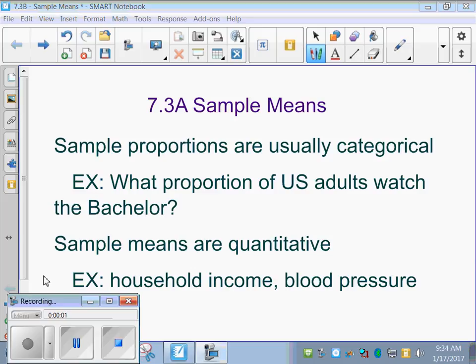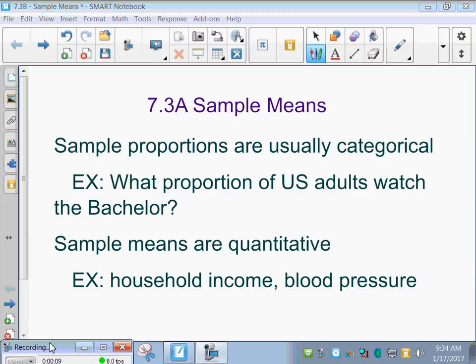Last time was sample proportions, which is all the little p hats. Now we're doing sample means, which is all the x bars. Sample proportions are typically categorical when you're doing the p's and the p hats. An example of a sample proportion is the proportion of youths or adults who watch The Bachelor. But a sample mean is something quantitative, where you can actually take the mean of a bunch of different numbers, like household income or blood pressure. So that's a sample mean.